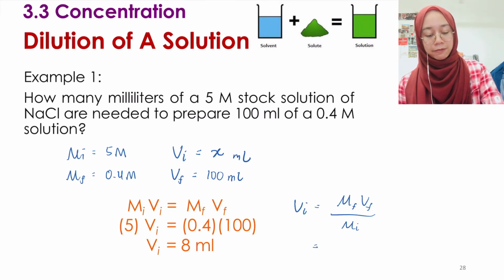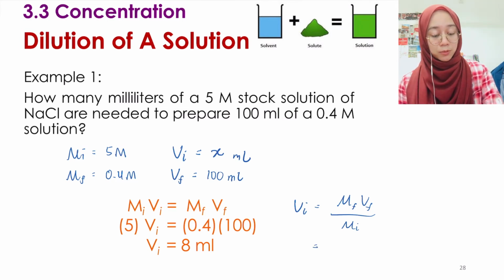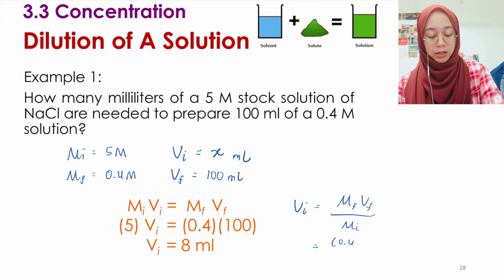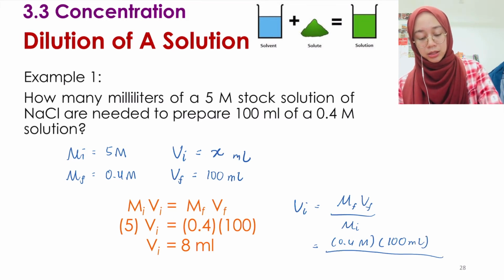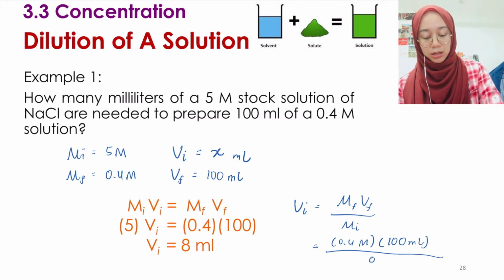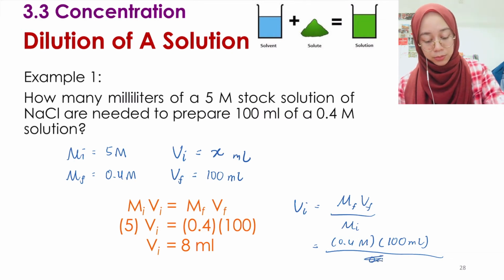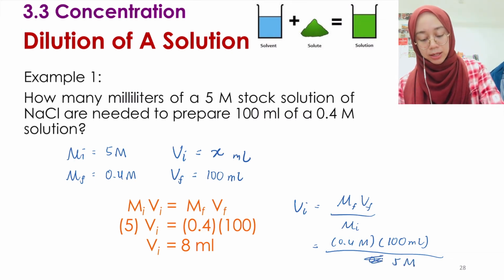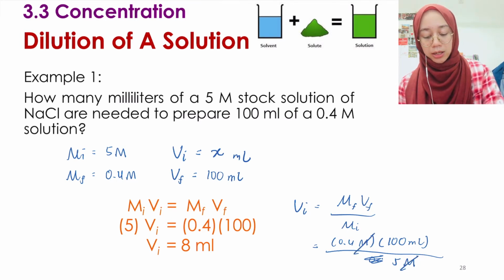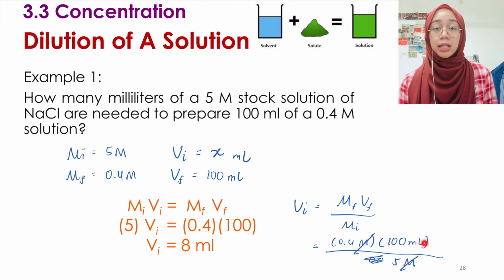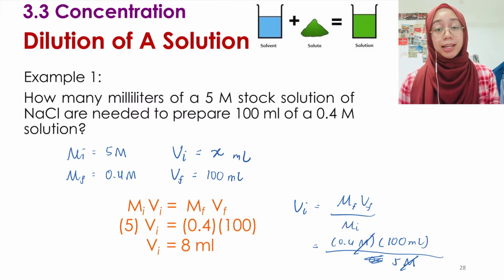Okay, and then masukkan value. So, Miss nak tunjuk kat kamu yang the unit will be cancelled out for the molarity. No, this would be 5 kan, bawah ni 5 molar. Okay, so as you can see, atas ni kita punya unit adalah molar, bawah ni pun molar, so boleh cancel out. Okay, so that's why yang tinggal nanti dalam milliliter. So kamu akan dapatlah 8 milliliter ni nanti.